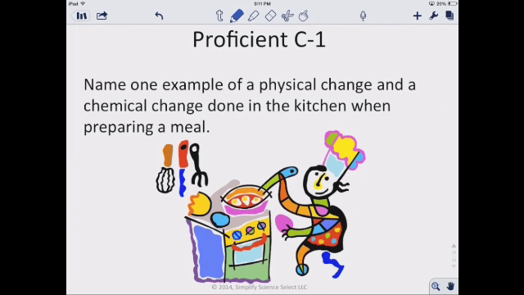And then our last example says, name one example of a physical change and a chemical change done in the kitchen when preparing a meal. So a physical change would be something like chopping up. If you had some chicken that you chop up into little pieces, that's a physical change, because you're making the pieces smaller. You're not changing what it is, you're just making it smaller. A chemical change would be actually cooking something, so baking a cake changes the chemical structure of it and has everything react with it.